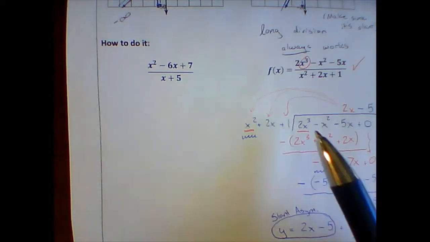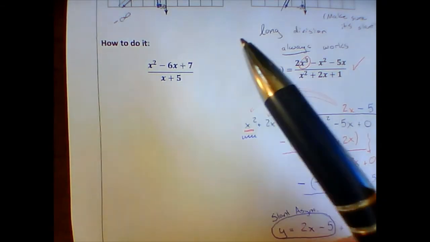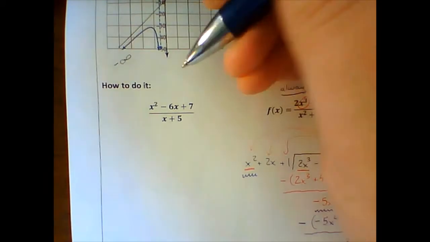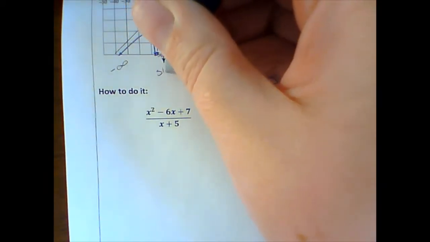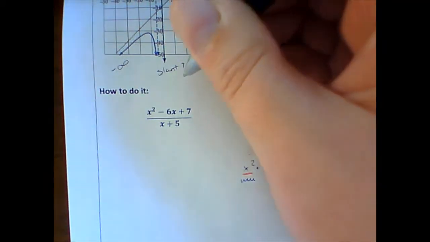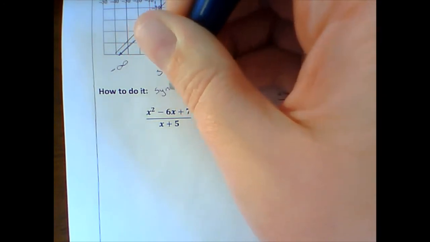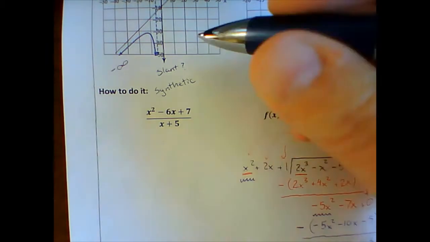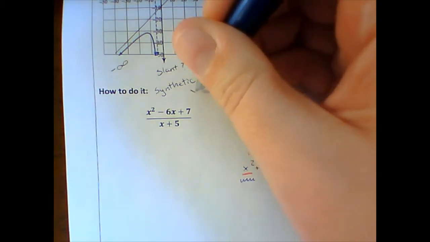Next up, shortcut time. We're going to go back to the left side of the notes, and we're going to use the shortcut on this little guy. First of all, again, make sure it's a slant asymptote so you know if you even need to do this, okay? Don't do it if it's a horizontal asymptote. We're going to use synthetic division.